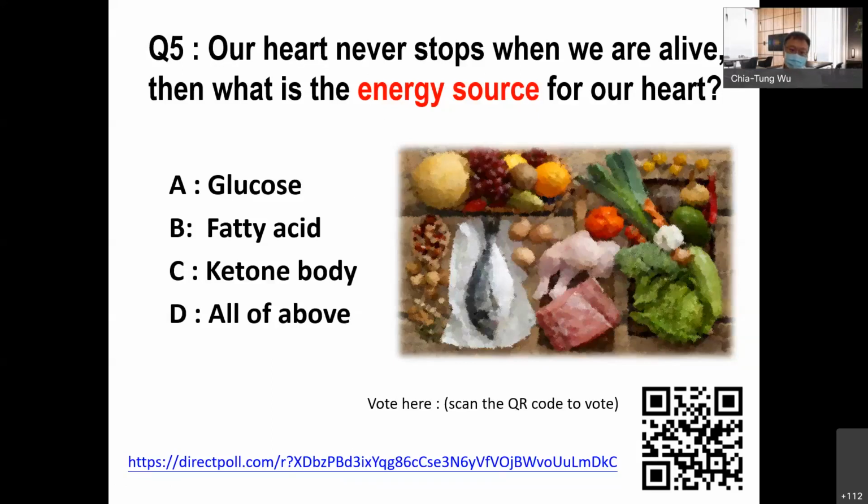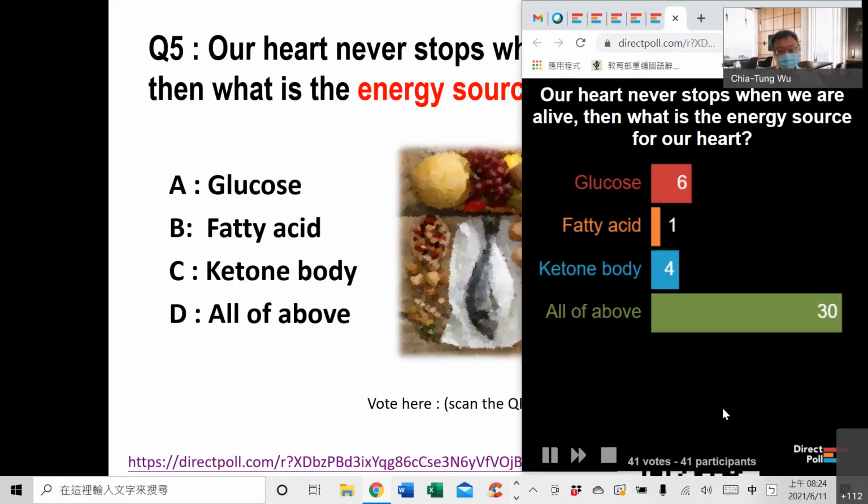And how about our heart? Okay, my teacher always taught me that if you see a choice that is all of the above, pick this one, you have more than 50% chance to be correct. So the correct answer is all of the above. Okay, let me show you.